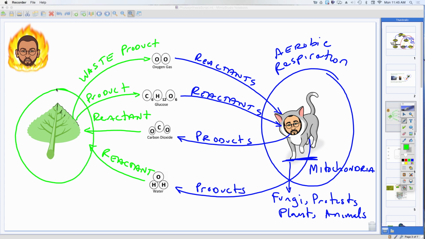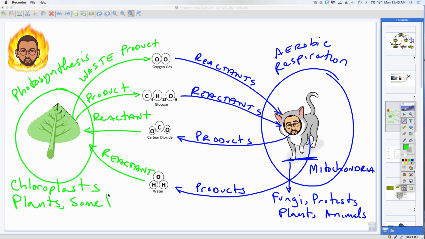On the other side, photosynthesis is done by organisms with chloroplasts, and this includes plants, some protists, and then a type of bacteria that probably gave rise to the chloroplast called cyanobacteria. And these are photosynthetic bacteria that are basically like floating chloroplasts. So note that plants and protists can do both, at least some protists. And fungi, protists, plants, and animals, well, they can do respiration.